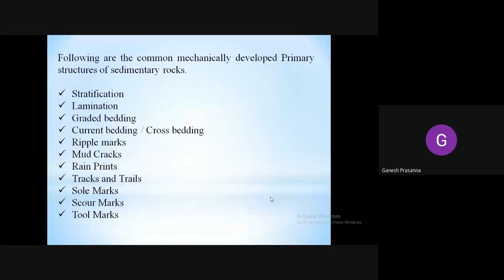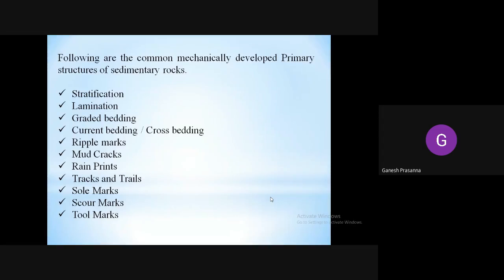Coming to the primary structures, these are the primary structures: stratification, lamination, graded bedding, current bedding or cross bedding, ripple marks, mud cracks, rain prints, tracks and trails, sole marks, scour marks, and tool marks. These are the common structures developed due to mechanical or physical agencies. So these are the classified primary structures of the sedimentary rocks.